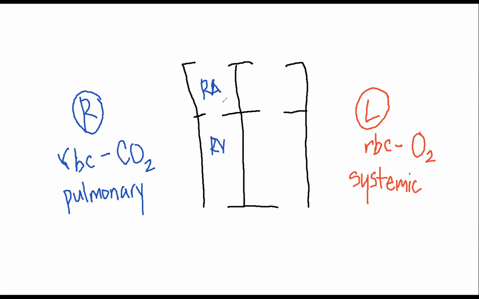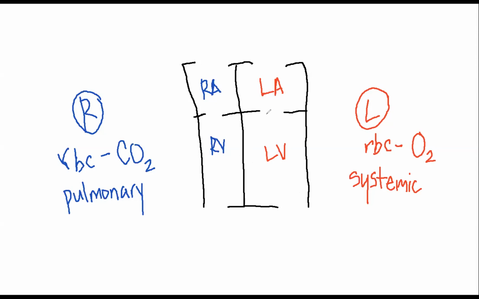And of course, if that's the right atrium, that's the right ventricle, this has to be the left atrium, and this has to be the left ventricle. Okay, so that alone will help you identify both internal and external structures, and I'll show you in a moment when we look at the actual diagram of the heart.